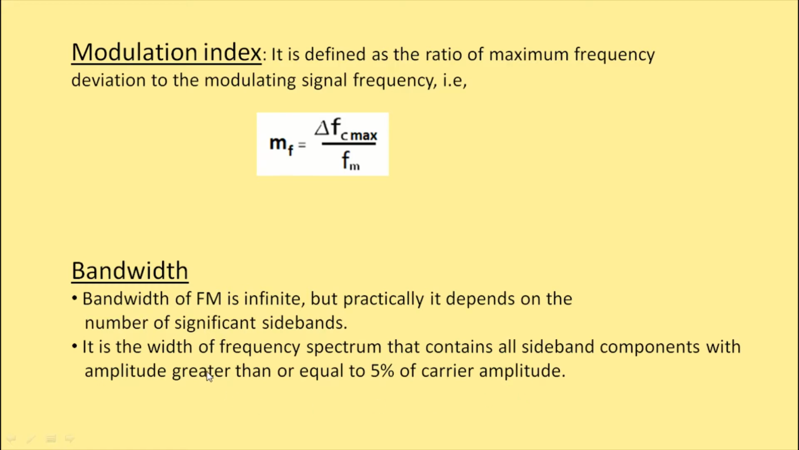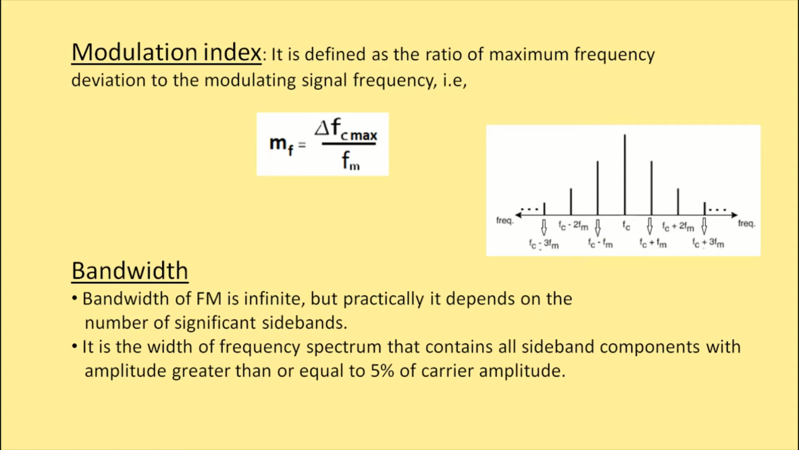So in case the bandwidth for FM is asked for 1 mark, the definition of bandwidth for FM will be the width of the frequency spectrum that contains all sideband components with amplitude greater than or equal to 5% of carrier amplitude. Students, you might observe some of the authors mentioning this 5% as 1%. There is a common representation of 5%, so I have taken this, but nothing wrong if someone is mentioning it as 1% also.